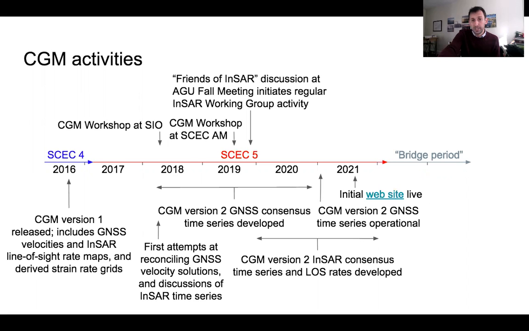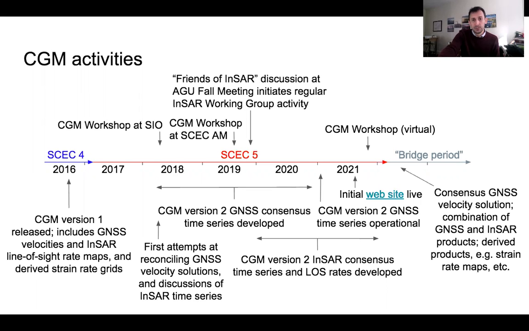An initial website went live at scec.org just a few months ago before the annual meeting. And here we are doing another CGM workshop as we head into the bridge period. We will be looking again at getting back to the GNSS velocity solutions and coming up with a consensus there, the combination of GNSS and InSAR products, and the derived products as well, again, like strain and rate maps.